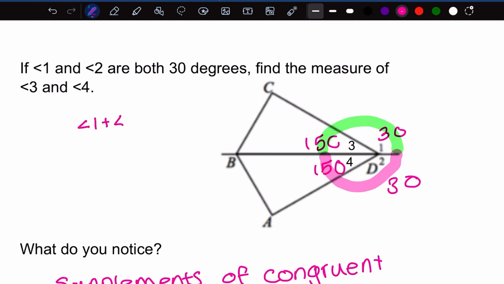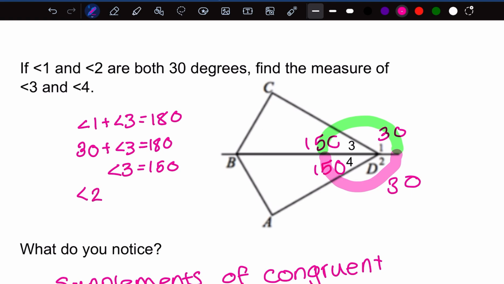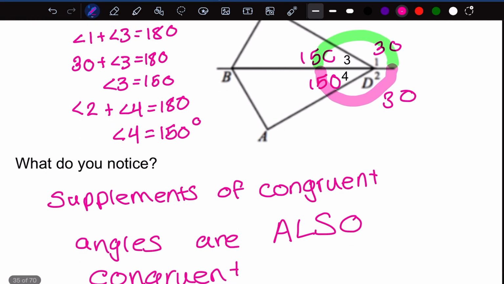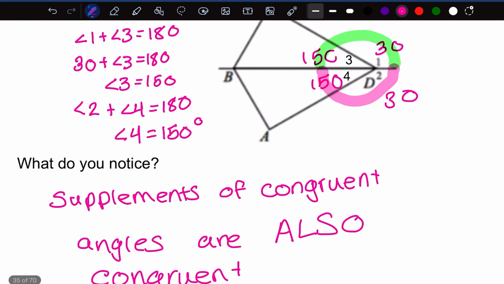Angle 1 plus angle 3 would have to equal 180. 30 plus angle 3 equals 180. So you're left with angle 3 is equal to 150. The same would be true for angle 2 and angle 4. And you'll be left with angle 4 is equal to 150. Therefore, the statement that we can use in our proofs: the supplements of congruent angles are also congruent.